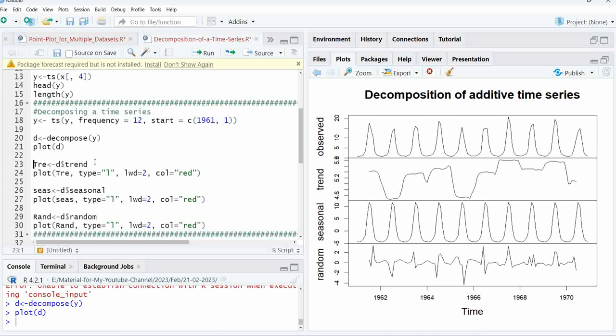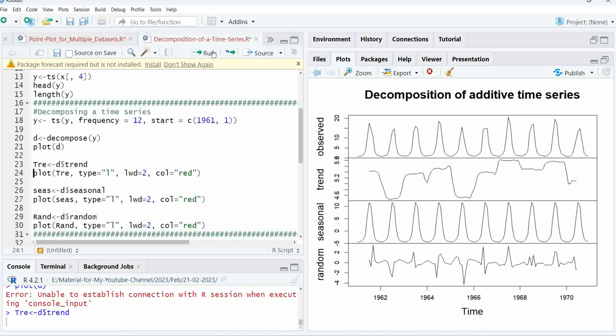However, if you want to separate these different components from D, D has all these four data sets. You can just extract by substituting like this. TRE is just the name for trend. And D is the whole data, and then by dollar sign and the trend, which is mentioned here. Just write like this. This will give you separate trend data from D, which is stored in TRE.